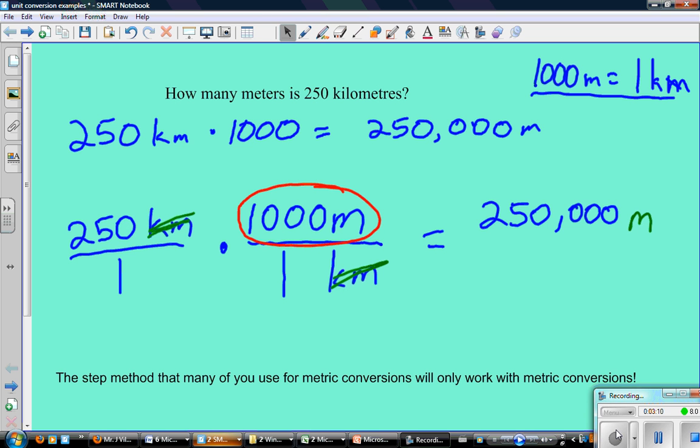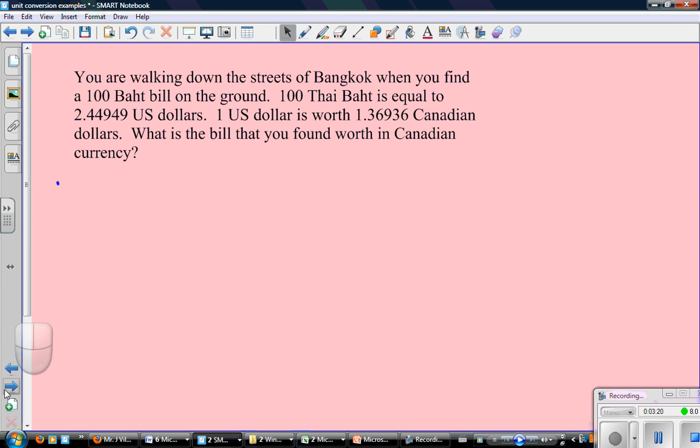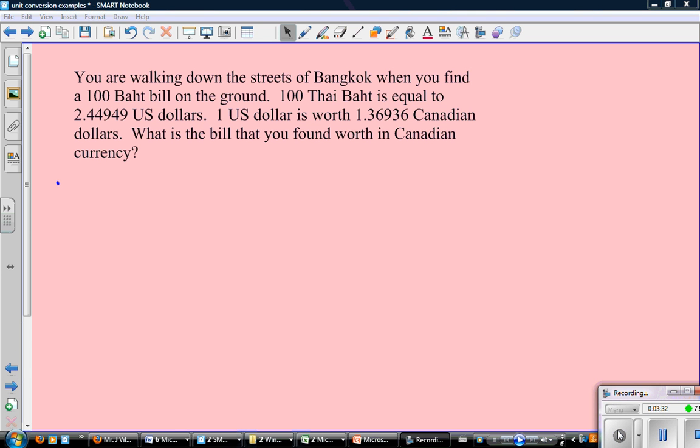That's a very basic example. I want to do a second one that's using slightly more complex units. So this will be this one right here. Now this is a unit conversion using currency, but the idea and the principles and the way you set up the problem are exactly the same. So I'd like you to try that one.